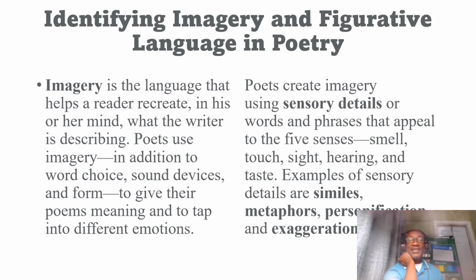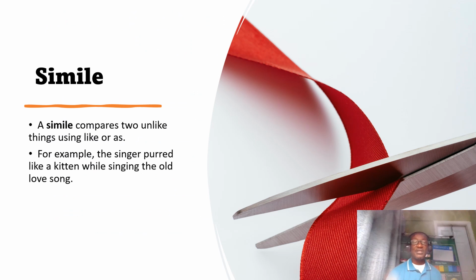Identifying imagery and figurative language in poetry. Imagery is the language that helps a reader recreate in his or her mind what the writer is describing. Poets use imagery in addition to word choice, sound devices, and forms to give their poems meaning and to tap into different emotions. Poets create imagery using sensory details, or words and phrases that appeal to the five senses: smell, touch, sight, hearing, and taste. Examples of sensory details are simile, metaphors, personification, and exaggeration.